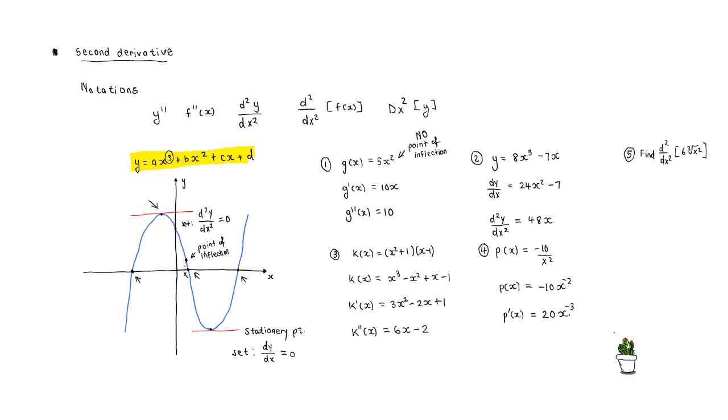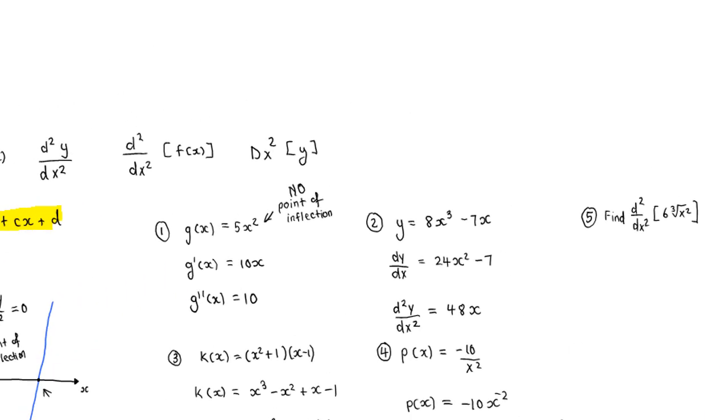For now, I'm not going to take this into the denominator. I'm going to leave it where it is because I need to take p double prime of x. So p double prime of x is 20 times minus 3, which is minus 60, times x to the exponent minus 4. If you really wanted to, you could write this as 20 divided by x cubed, and minus 60 divided by x to the exponent 4.